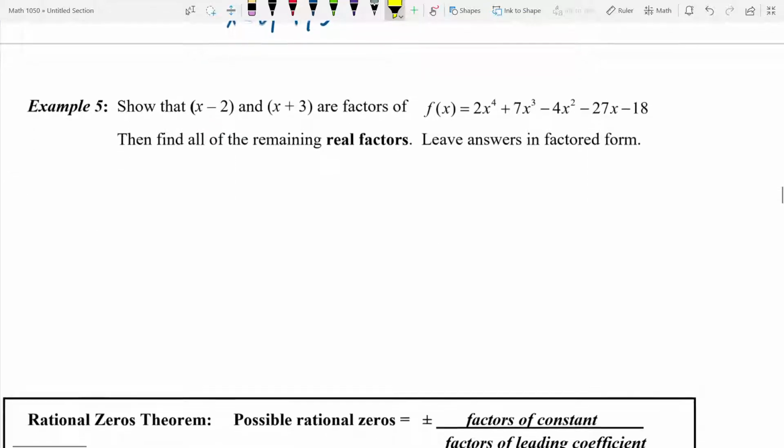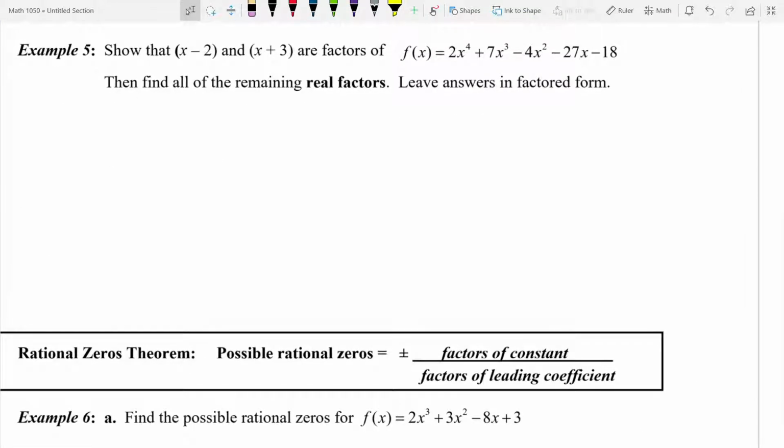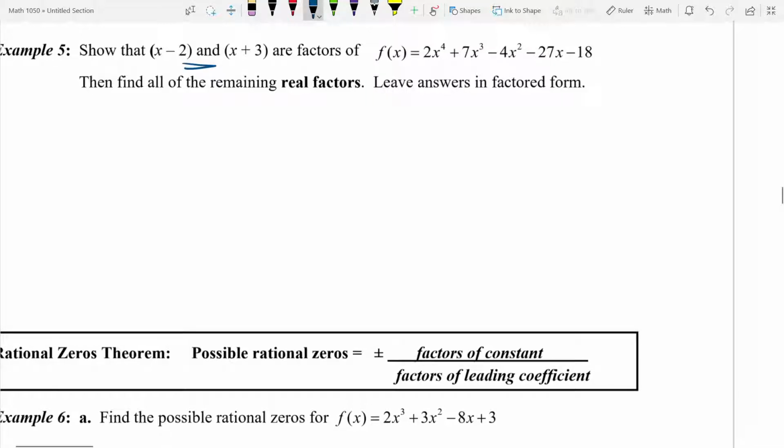Okay, here goes question 5. Show that these are factors, and then find all of the remaining factors. How do I show that x minus 2 is a factor? Somebody tell me. You could set it equal and plug it in. Yes. I don't want you to do that. What's another way? Synthetic division. And what will happen when I do synthetic? No remainder, right?